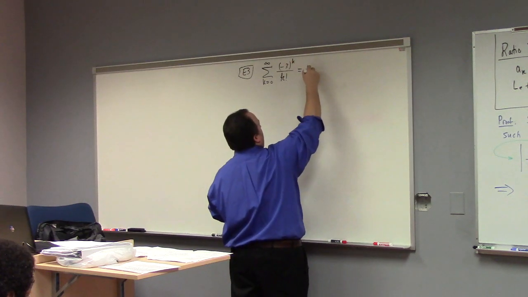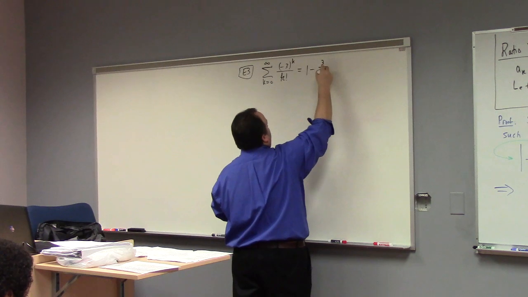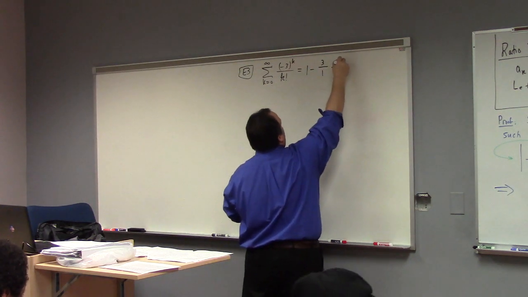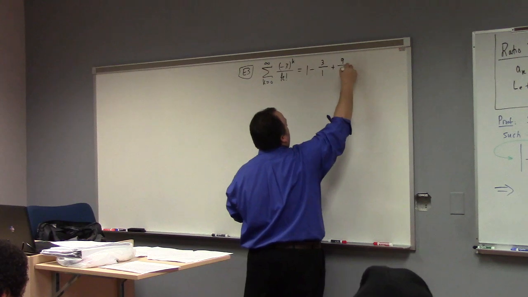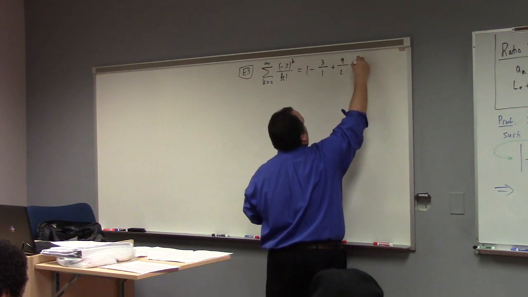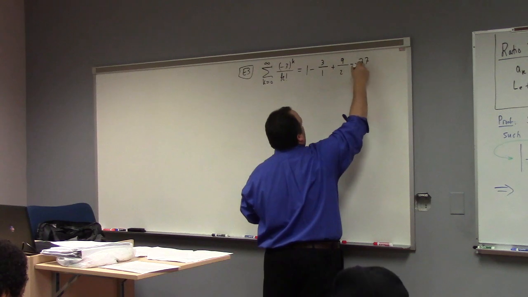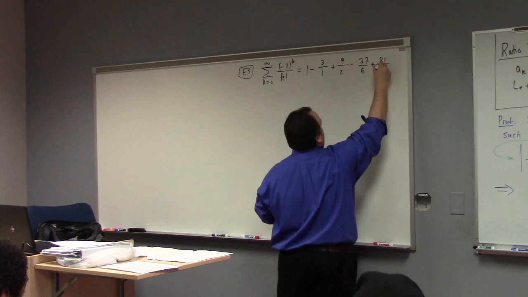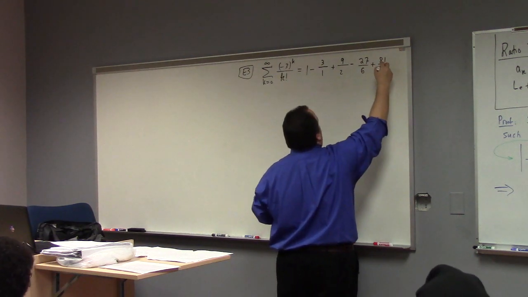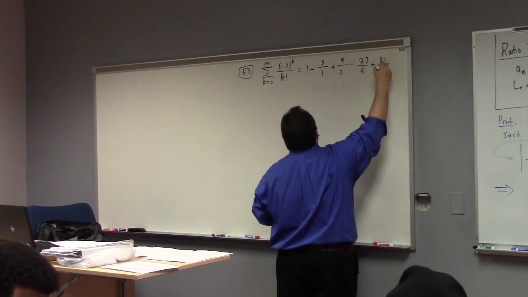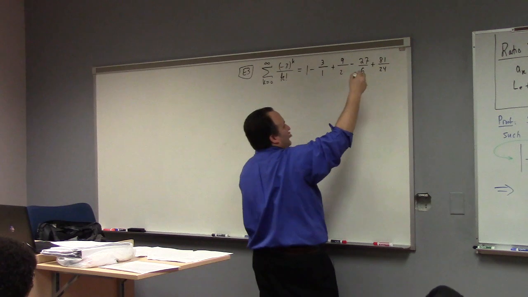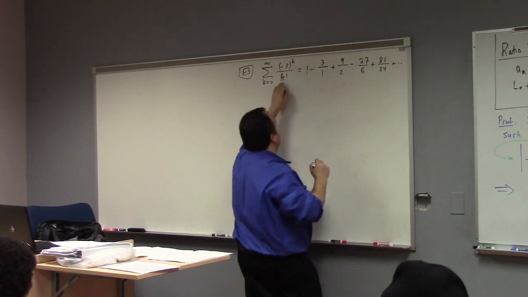You put in 0, you get 1, and then minus 3 over 1, right? And then plus 9 over 2, minus 27 over 6, plus 81 over 24. Maybe it's not so obvious that it's converging, is it? Let's see here. Yeah. Now, eventually the denominator is going to win, right?